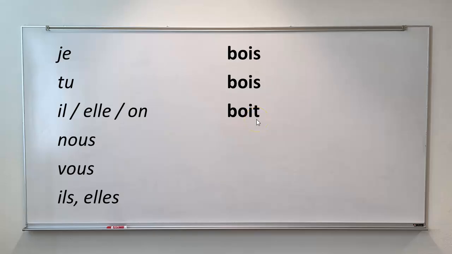Instead of an S, it is spelled with a T. So he drinks, he does drink, he is drinking, il boit. She drinks, she does drink, she is drinking, elle boit. One drinks, on boit. And of course the spelling, B-O-I-T, boit. Nous, we drink, we do drink, we are drinking.